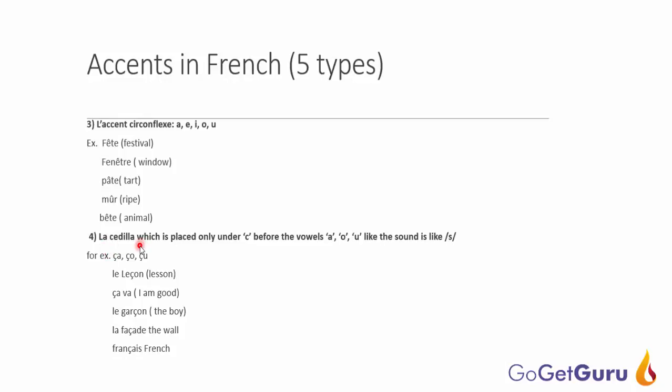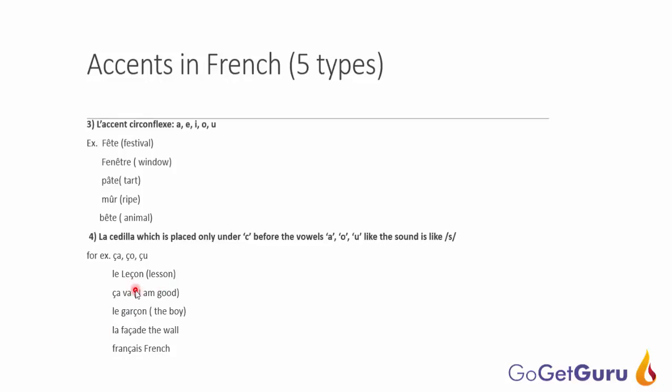It's la cédille. La cédille is placed only under C before the vowels A, O, U. And the sound is like "s." For example, C cedilla A, C cedilla O, and C cedilla U. It's like a comma down towards the C. It's called the cedilla accent.